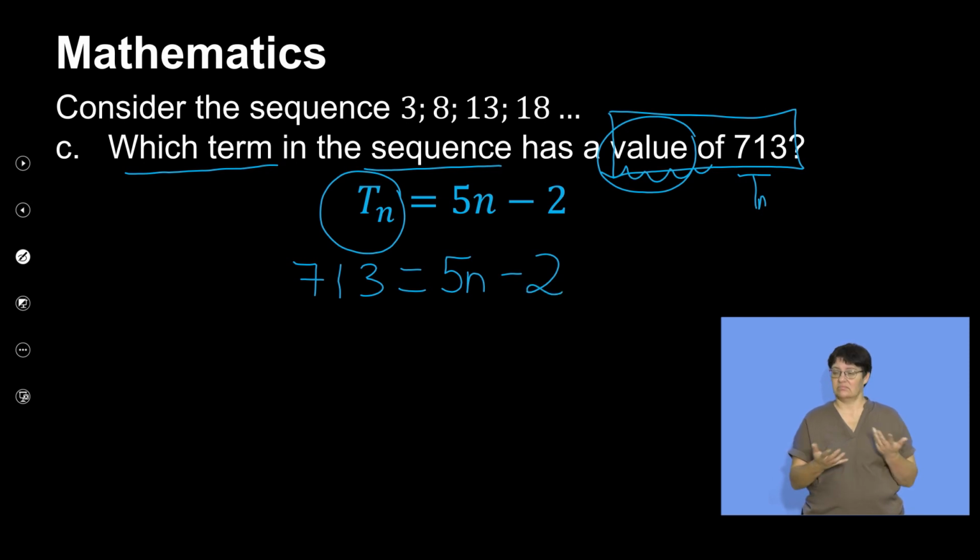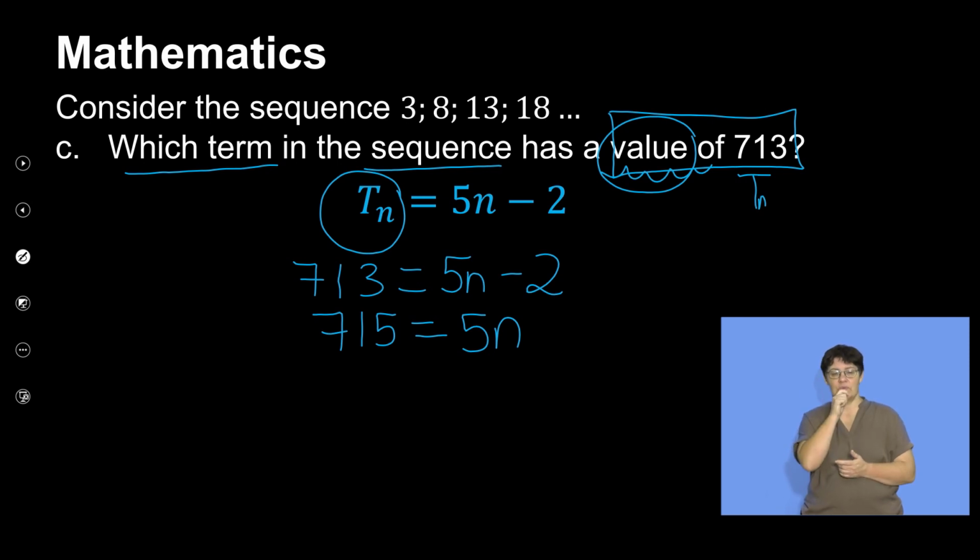Luckily, this is something that everybody has seen before. We are going to solve this as a linear equation where we are isolating n. I'm going to take my 2 over to the other side. So I'm going to have 715 is equal to 5n. Then to get n by itself, I'm just going to use my calculator.